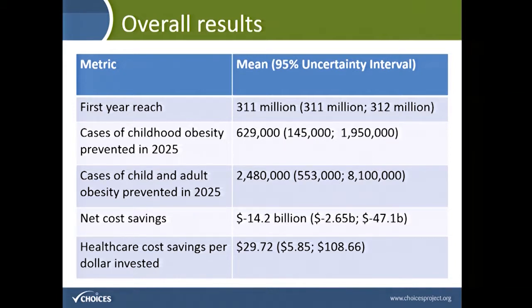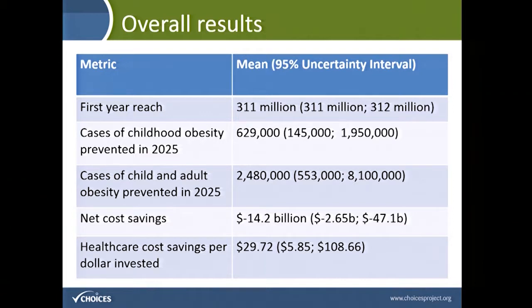People don't consume beverages, of course. It's not going to make much difference for them, but we take all that into account. We predict that this tax would prevent about 630,000 cases of childhood obesity. We picked one particular year because it'll vary a bit from year to year. If you add adult obesity, it's about 2.5 million cases prevented in that given year. Net cost savings of about $14.2 billion.